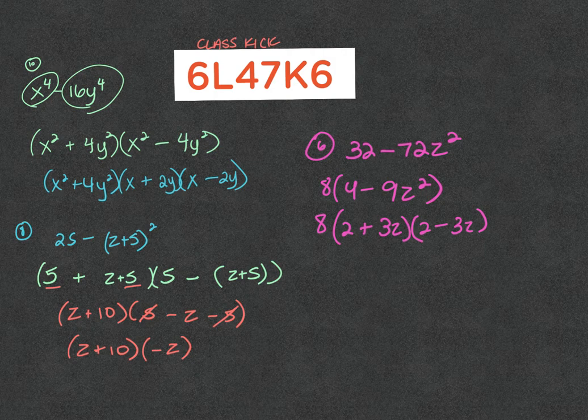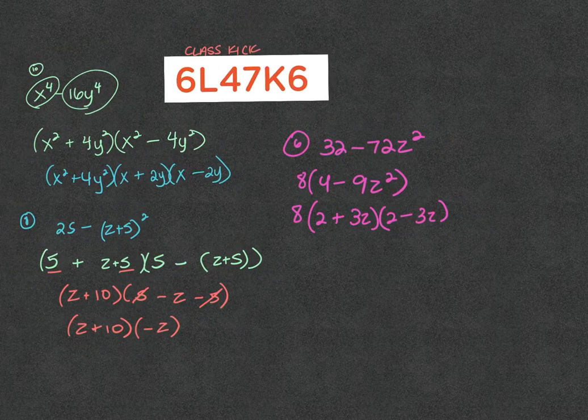Other questions from the web assigned homework? Valerie. Could you do number 12? Can you read it to me? 4t squared plus 4t plus 1. Okay, so first of all, it's a trinomial, right? You can't take anything out of it, so it's not greatest common factor.